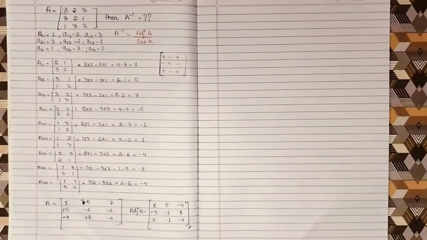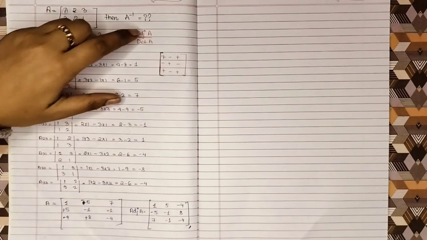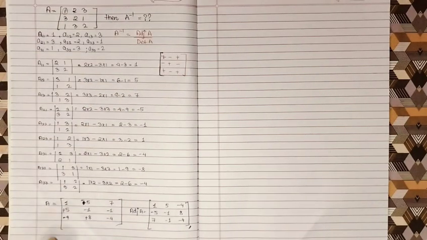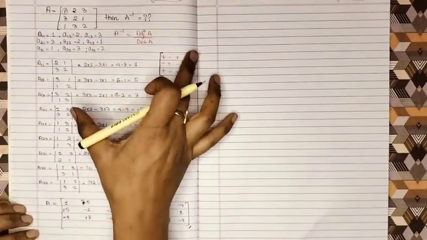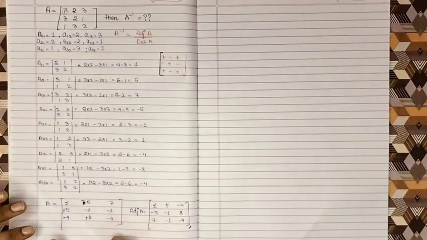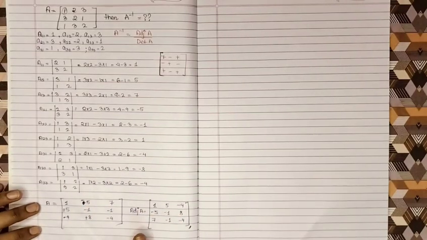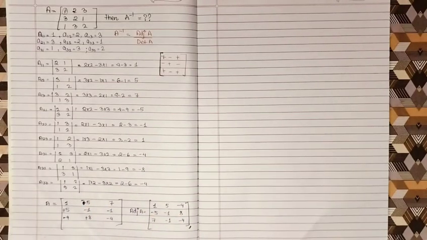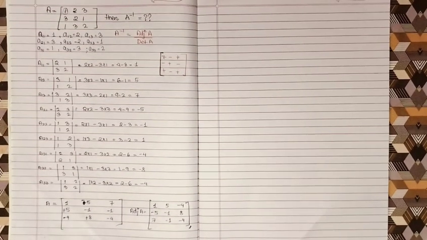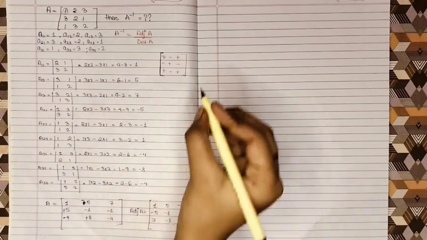I hope you understood that we took out the adjoint of A. How? First we took out the cofactors, then we changed the signs as per requirement, and then we transposed it. So after transpose, we got our adjoint of A. Now, after taking out the adjoint, what will we do? We will take out the determinant. Fine. So how do we take out the determinant?